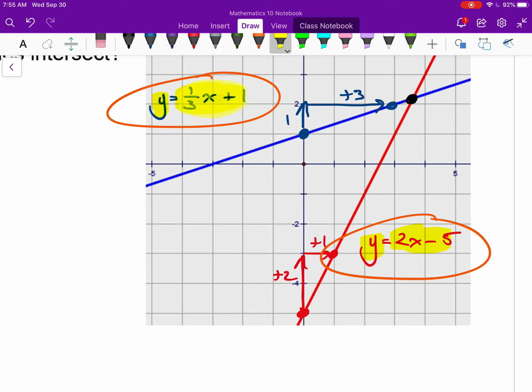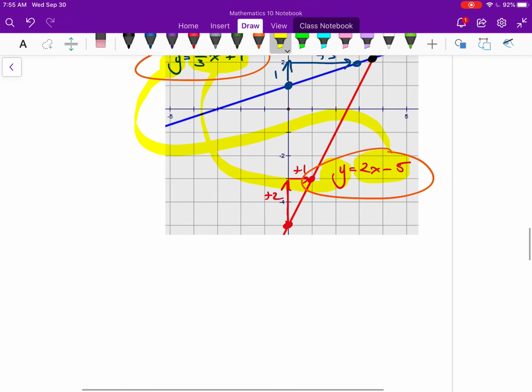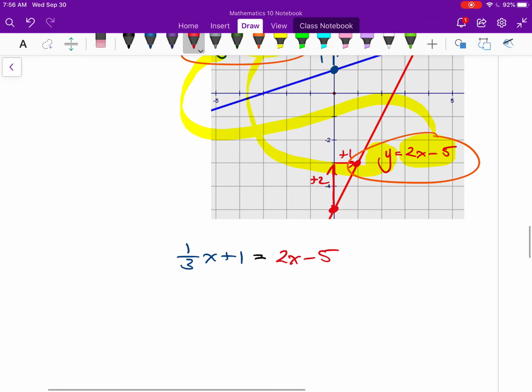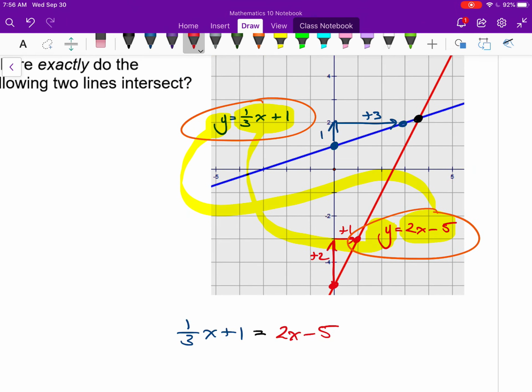I can just take either of these, 1/3 x plus 1, and substitute it right there, or I can take 2x minus 5 and substitute it right there. It's all the same thing. Because they both solve for y, I can essentially just put these two equations together right away. And so right away I can just say that 1/3 x plus 1 must equal 2x minus 5. I can do that so quickly because each of the equations was already solved for a variable.